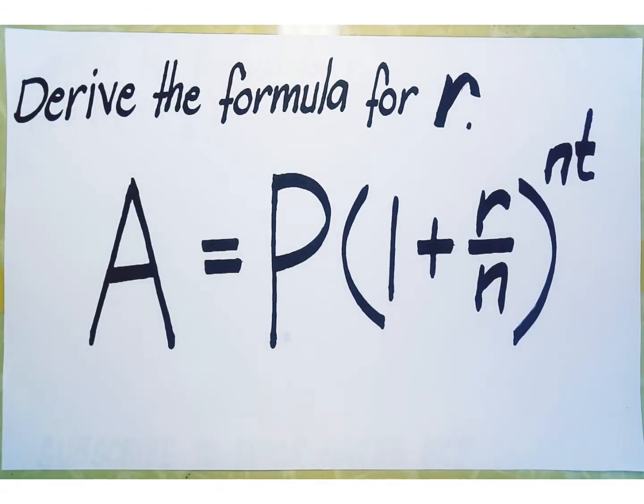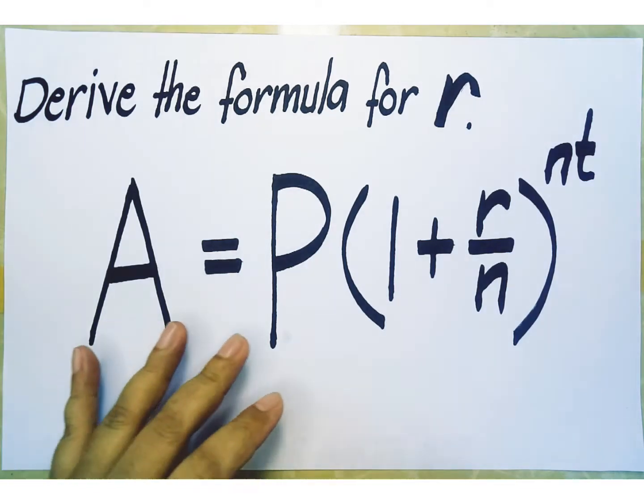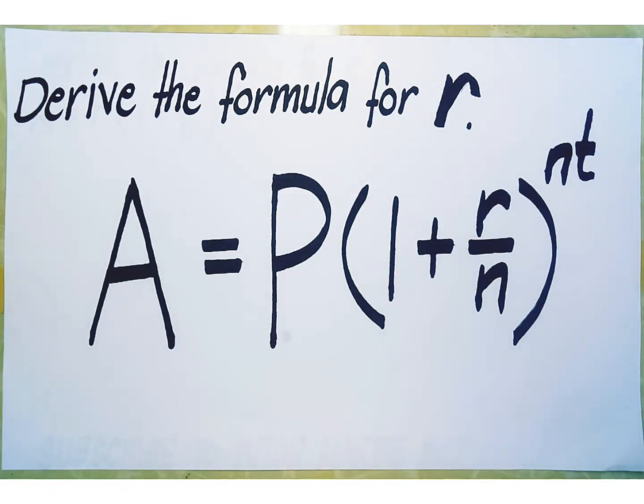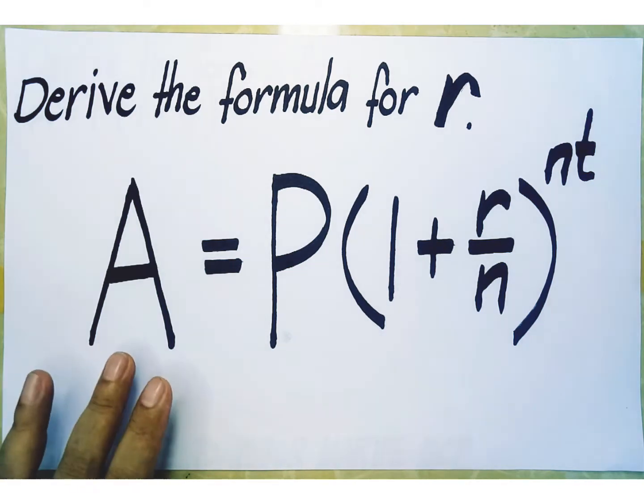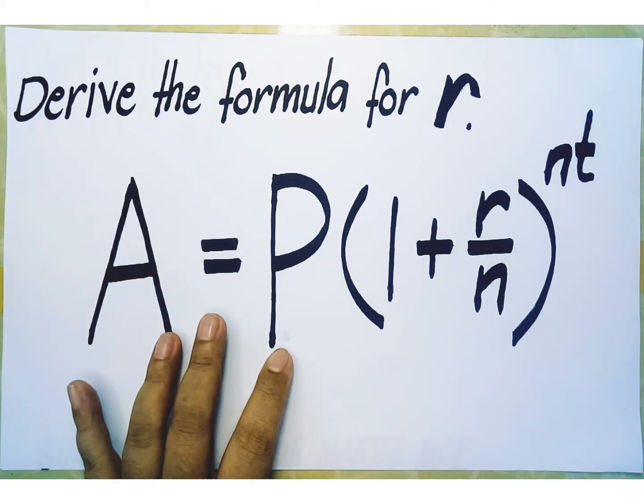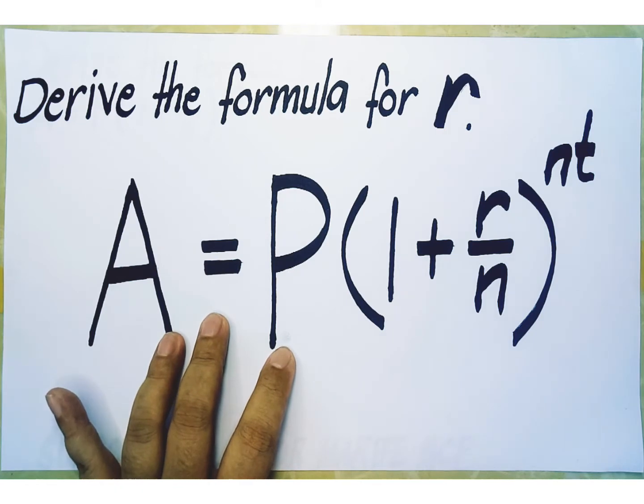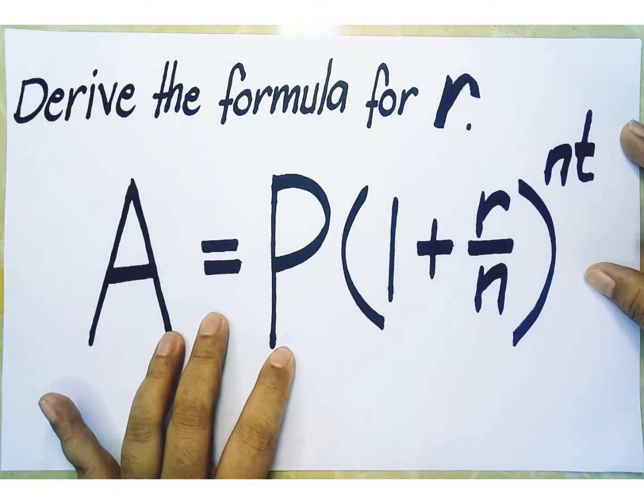Hello everyone, I have here the formula for the compound interest. It's A equals P times the quantity 1 plus R divided by N raised to the exponent N times T. Okay, so A is the final value or the final amount after T years. P is the principal amount or the initial principal balance.